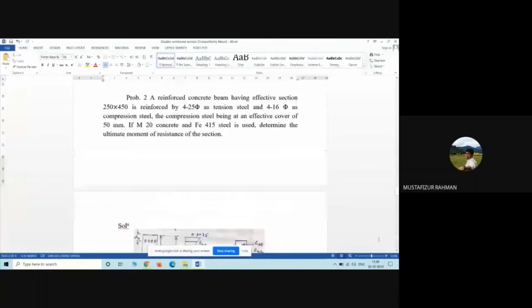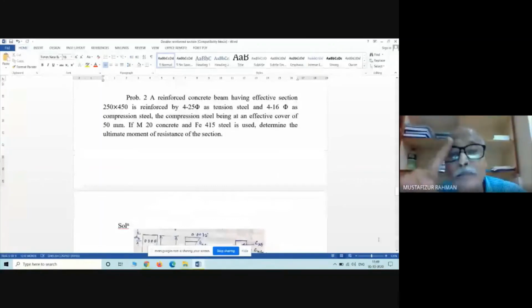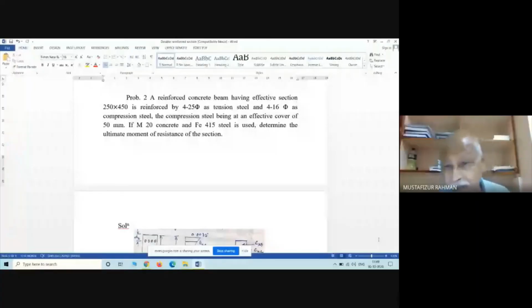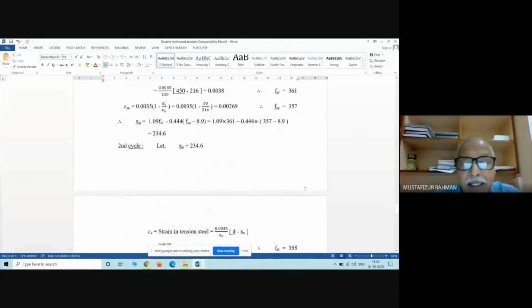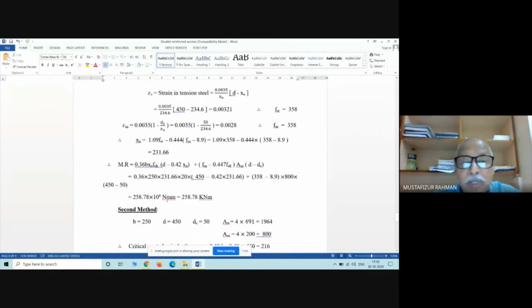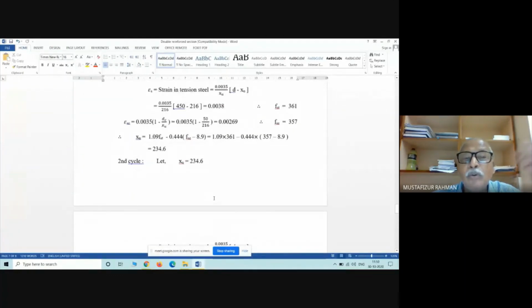Effective section 251 and 416 compared on the same problem. Same problem. What is going to happen if we increase the amount of steel? We are going to utilize 4 numbers of 25 and 3 numbers of 16. Now what differences are there? Remember, the cross section remains the same. Because of this, what is happening? Let us see. The moment of resistance has increased. In our previous problem, the moment of resistance was 172. Now in this case, our moment of resistance is 258. The procedure is the same. I think you will be able to go through it.